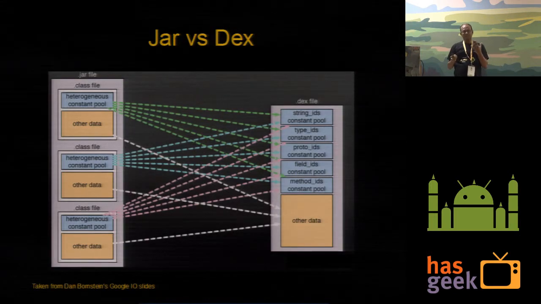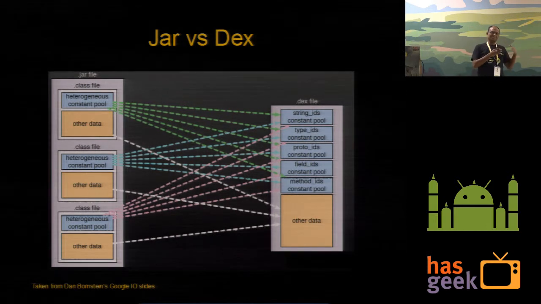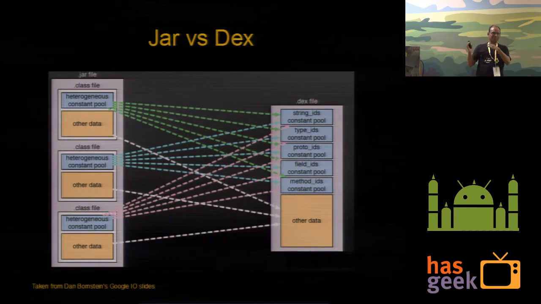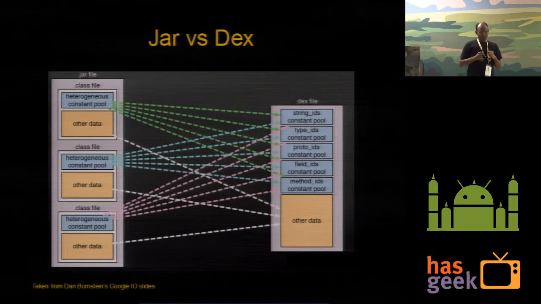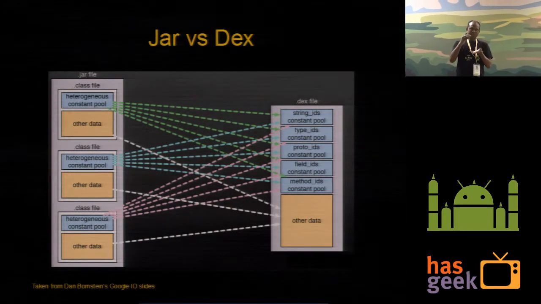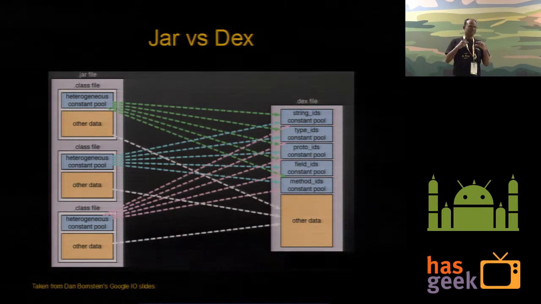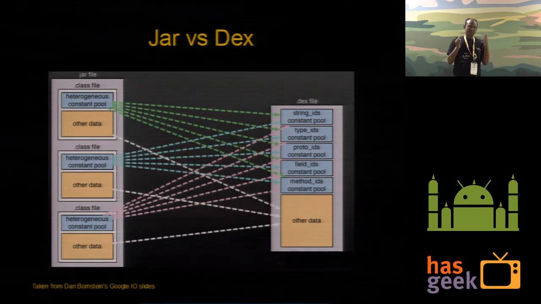So if I go back and try to connect with Java as such, Dalvik has been trying to follow Java, trying to connect with Java a little bit. In Java, if you look at it, all the jar files that we generally build consist of many class files. And all the class files exist as they are in the jar file. They're not compressed.